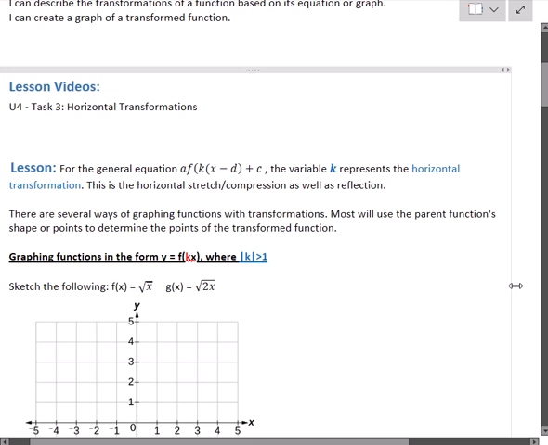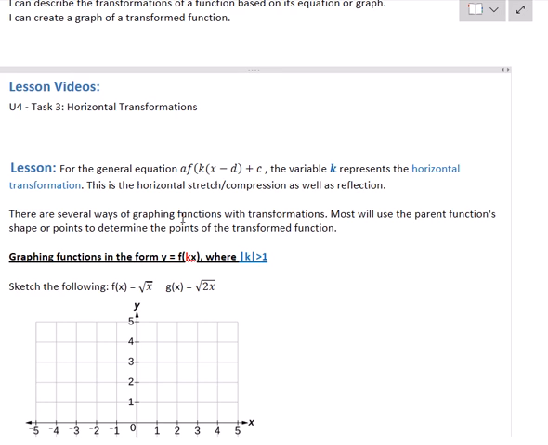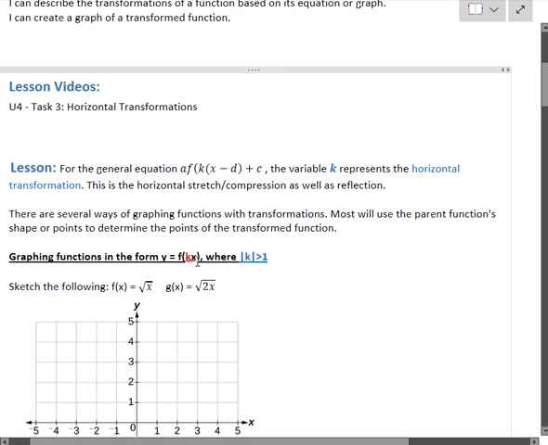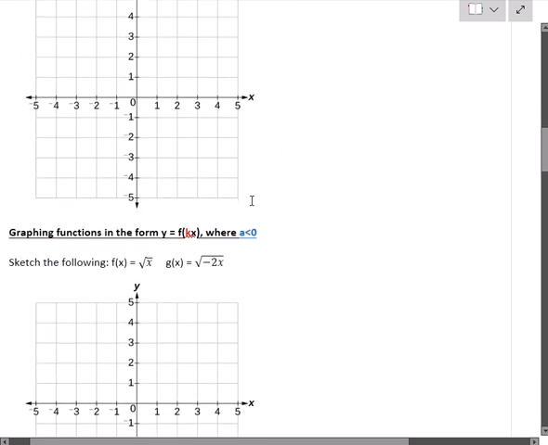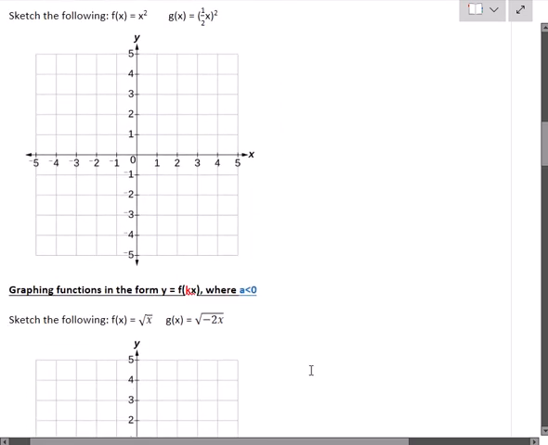So we know for the general equation, a f(k(x - t)) + c, the variable k represents the horizontal transformation. This is the horizontal stretch, compression, as well as reflection. Once again, there are several ways of graphing function transformations. Most will use the parent function shape or points to determine the points of the transformed function. Now we're going to be graphing functions of the form f(kx), where k is greater than 1, where it's between 0 and 1, and where it is negative.